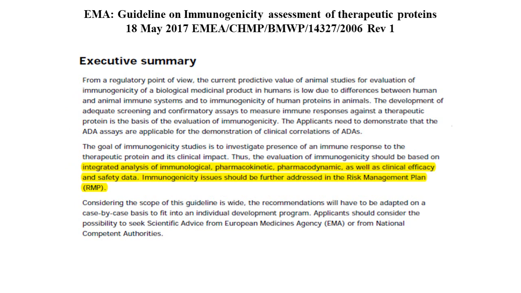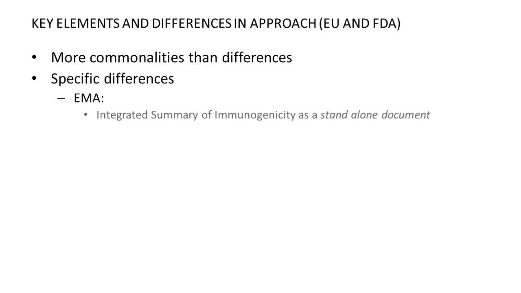And in this integrated document, they want to see effects on pharmacokinetics, pharmacodynamics, clinical efficacy, and safety. So not just saying this is the immunogenicity response and that's it, but was there an effect on any of these particular parameters that was of clinical significance? So there are key elements that differentiate the two approaches, but there are more commonalities between them than differences.